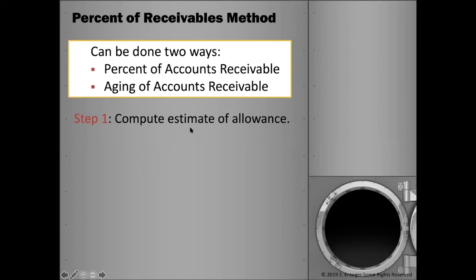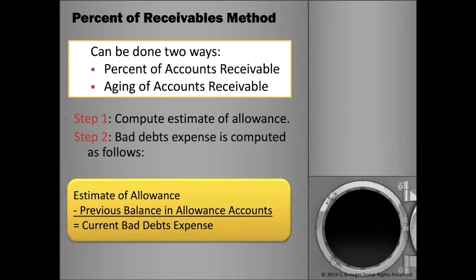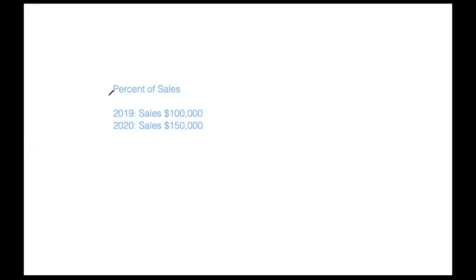Now, normally with the percent of the sales, we would just do the percent, that's us estimating the allowance, and then journalizing that number. We have a second step here. We have to look at the balance in the allowance for doubtful accounts account. This can be a little tricky, and I'll try my best to explain why this is. Let's just use the percent of sales method first.